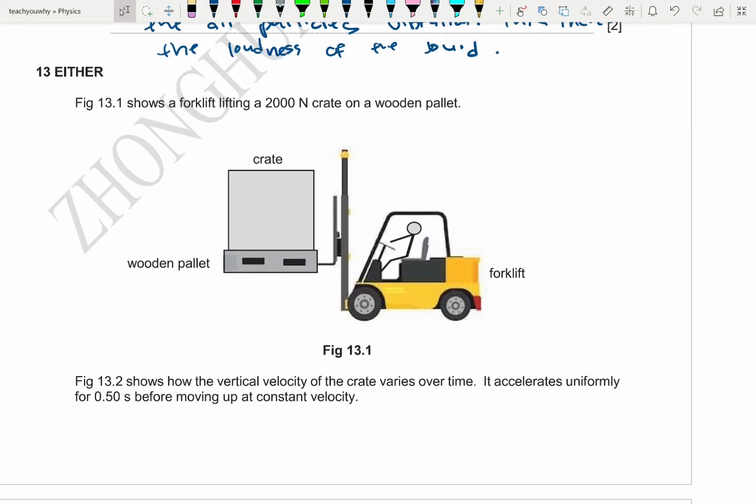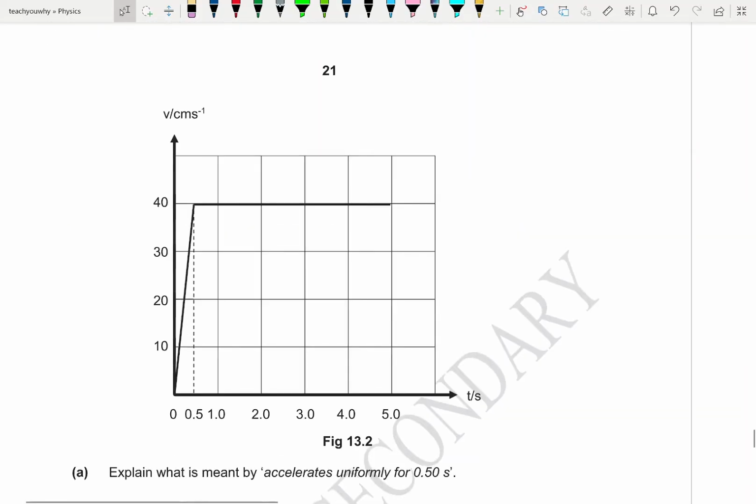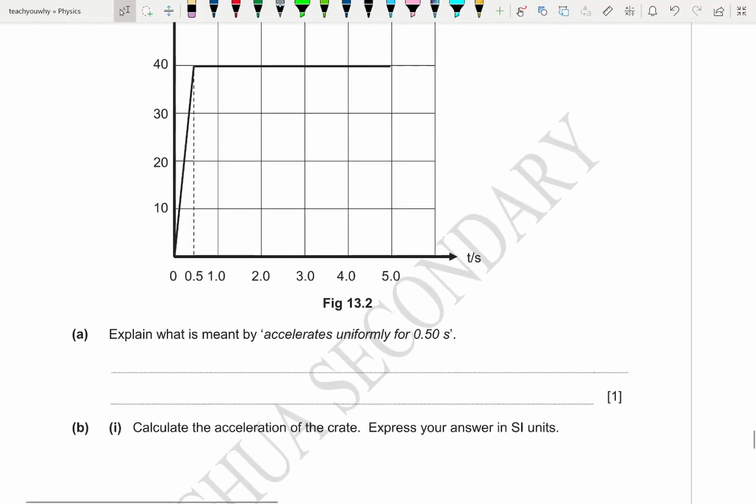Alright. Last two questions. Figure 13.1 shows a forklift lifting a 2000 Newton crate on a wooden pallet. Figure 13.2 shows how the vertical velocity of the crate varies with time, as it accelerates uniformly for half a second before moving up at a constant velocity. Okay, so this is the graph.